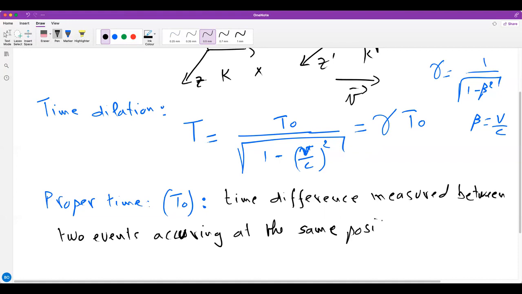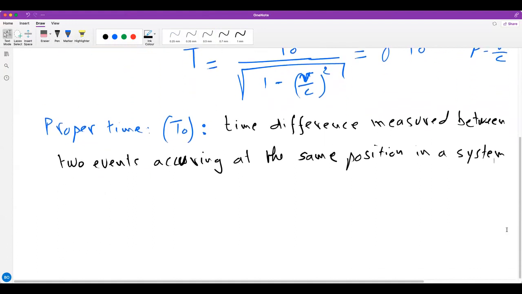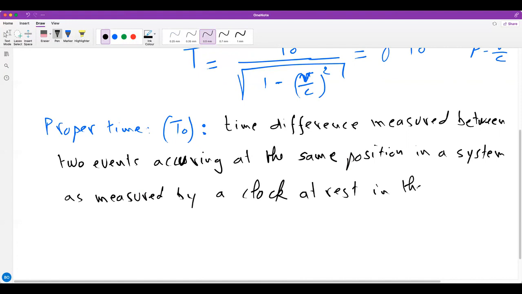For example, as I mentioned, a flashlight or a movie that is being projected in a space shuttle, in a system, and as measured by a clock that is at rest in that system. Okay, this is the proper time.